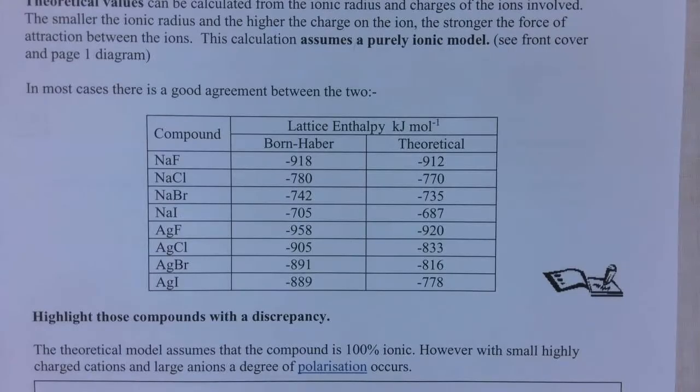As you can see from the table, there is a good agreement between the two, the Born-Haber, the real values, and the theoretical model. The theoretical model assumes the bonding is 100% ionic. You should notice in all cases the Born-Haber is more exothermic than the theoretical would predict. And for certain substances, there is a high degree of discrepancy between the two values. For example, with silver iodide, there is over 100 kilojoules per mole difference.